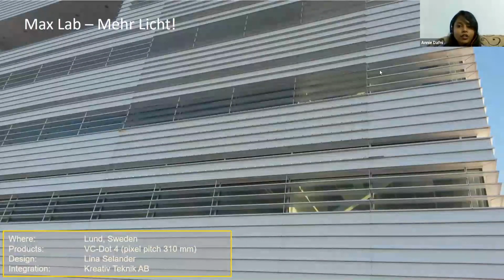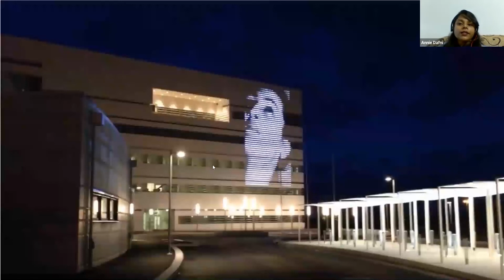So this is an actual installation, and if you look very closely, you will notice that the VC dots are on the facade, because the installation can be as discreet as possible. And this is the same building during the night where you are playing movies on them. So that's the kind of clarity of video that you can get using these fixtures.